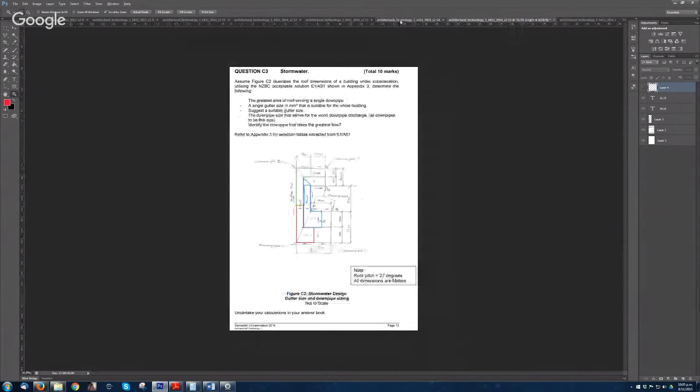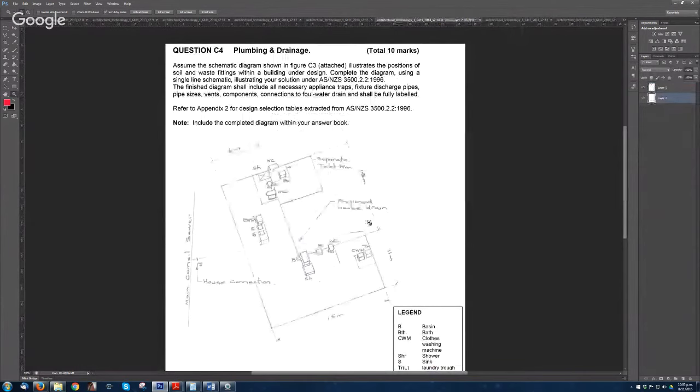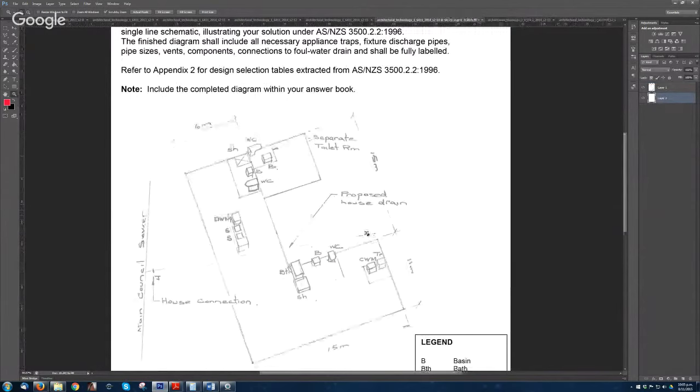Okay, now let's do the plumbing. So when you first start, look at where the main drain is. The main drain is there. That's the main drain. And in this case, you can see proposed house drain. And remember, you can only have one connection to the main drain, so you can't do stuff like this.